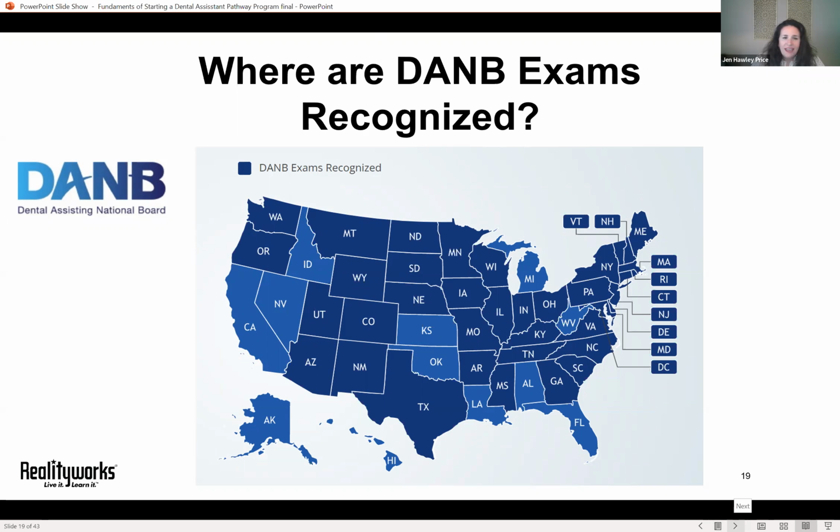Perhaps they live in a place where they can be working in 2 states at the same time. It does make a difference, and it makes that transition and the opportunity to meet requirements in different states much easier. Next slide, please.